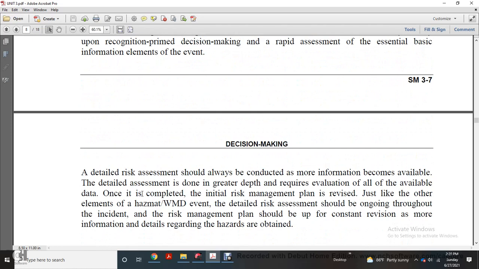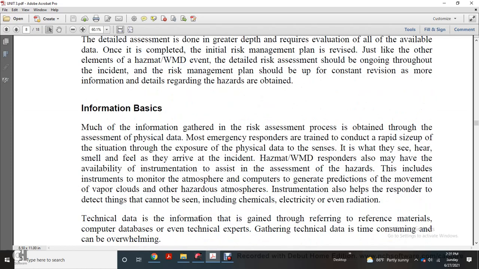A detailed risk assessment should also be conducted as more information becomes available. The detailed assessment is done with greater depth, requiring evaluation of all available data. Once it is completed, the initial risk management plan is reviewed, just like the other elements of the hazmat or weapon of mass destruction event. The detailed risk assessment shall be ongoing throughout the incident. The risk management plan should be subject to constant revision as more details regarding the hazards are obtained.